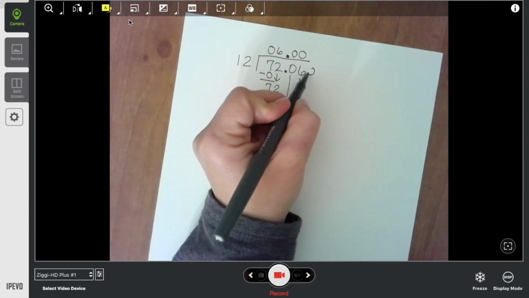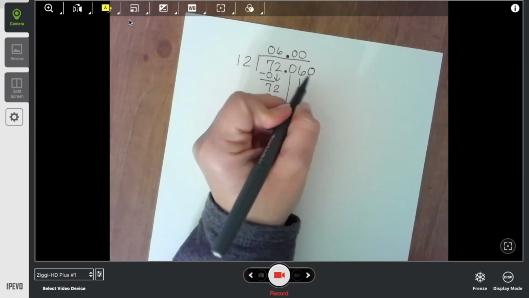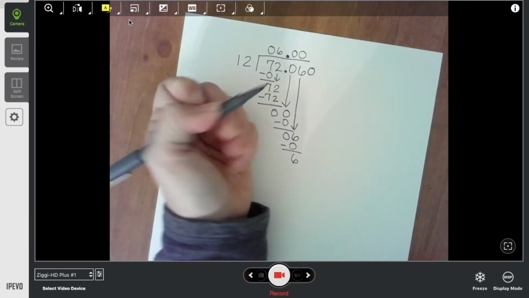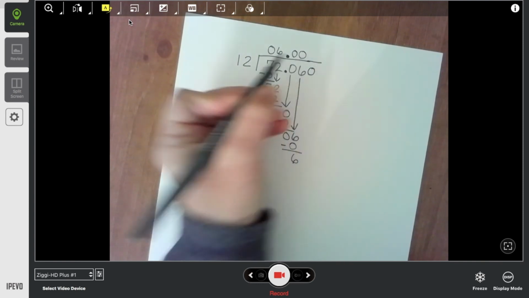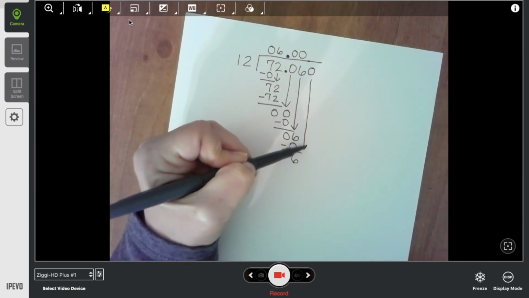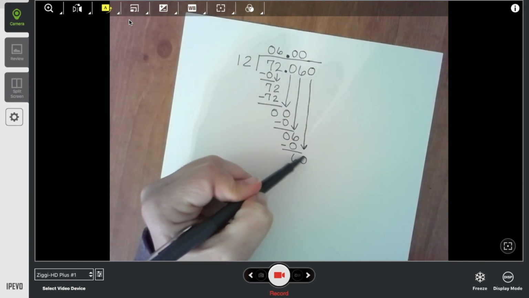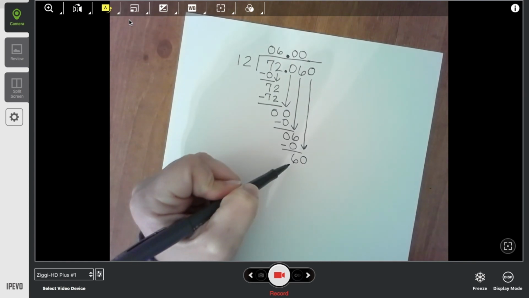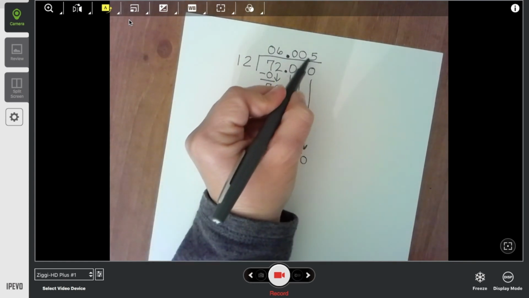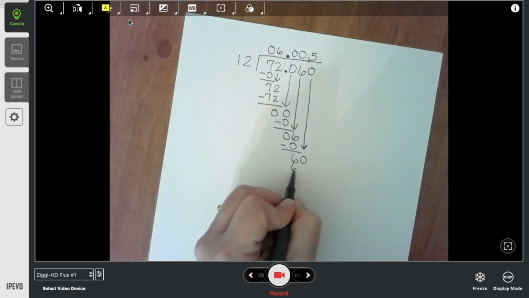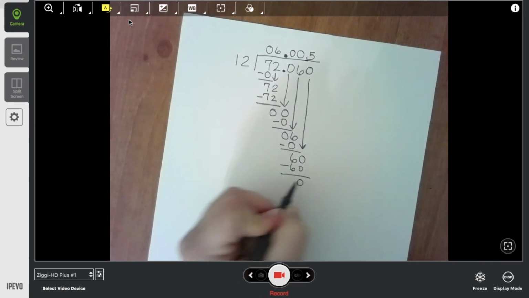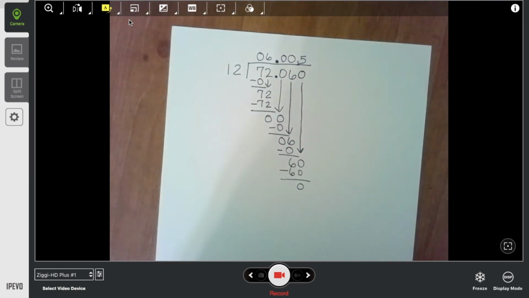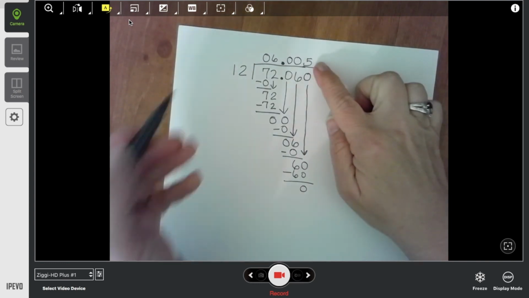So we're going to add a 0 to the end, which doesn't change the value of this number. It just gives us another step, smaller pieces to divide. So let's drop that 0. How many 12s go into 60? I know 5 times 12 is 60, so 5 times 12 is 60. 60 minus 60 is 0. Done. Let's double check this one.